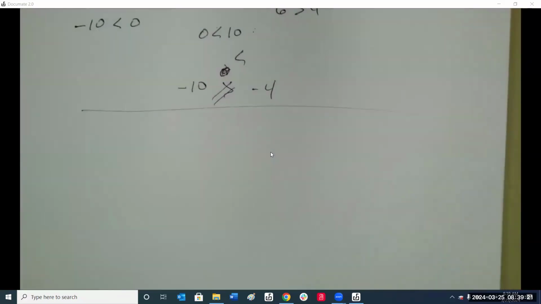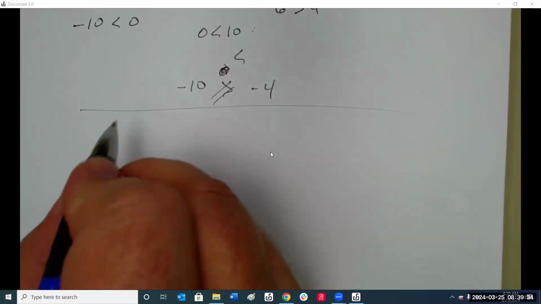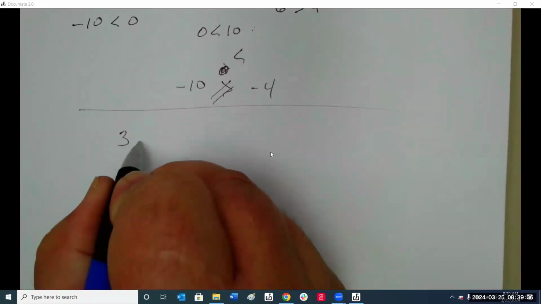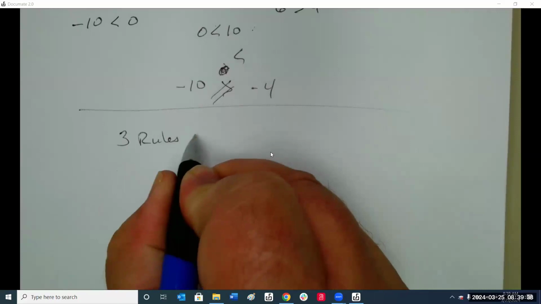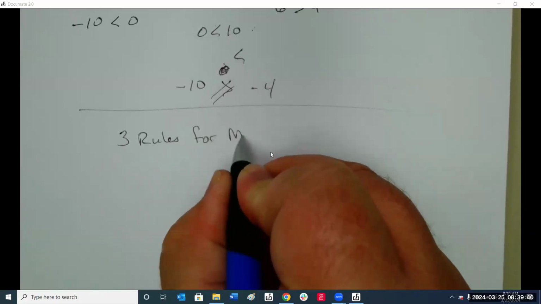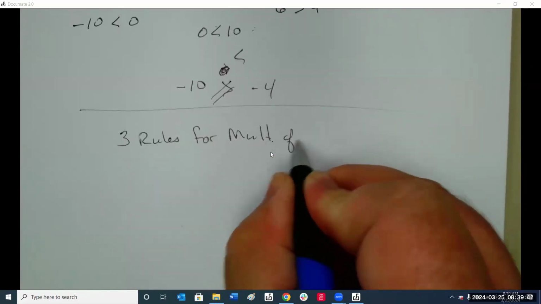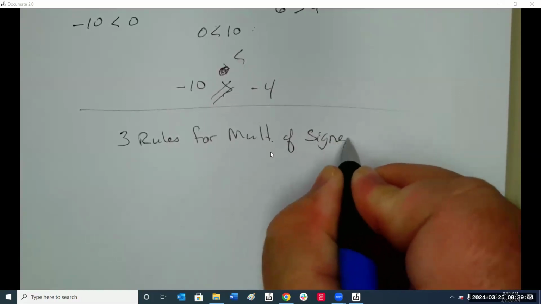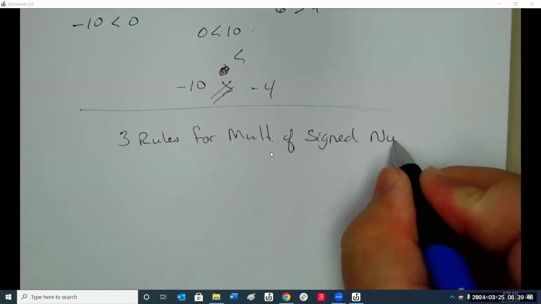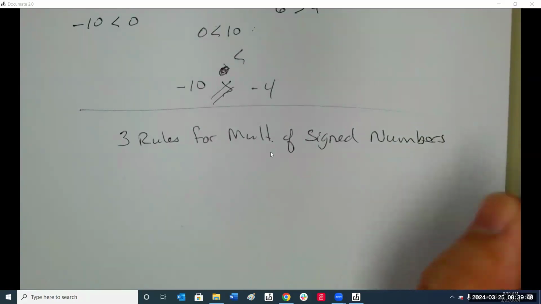So we have to define what multiplication is all about with signed numbers. The concept of multiplication is pretty easy. It's addition. But once we introduce signs, we have three rules for multiplication of signed numbers.